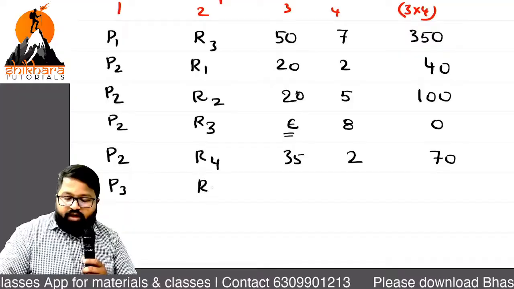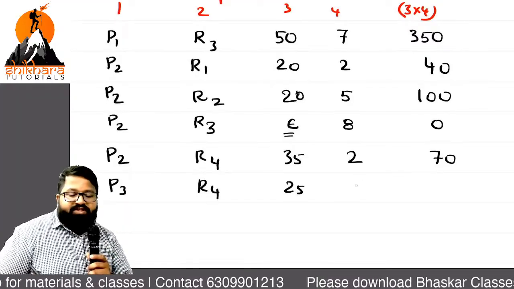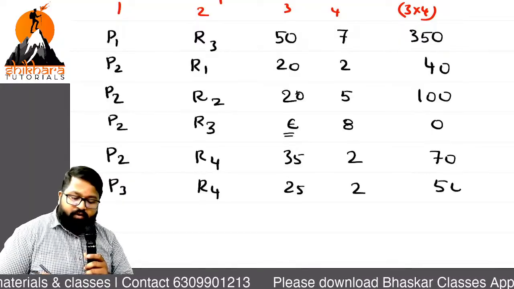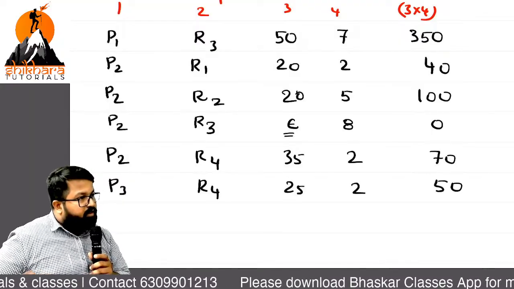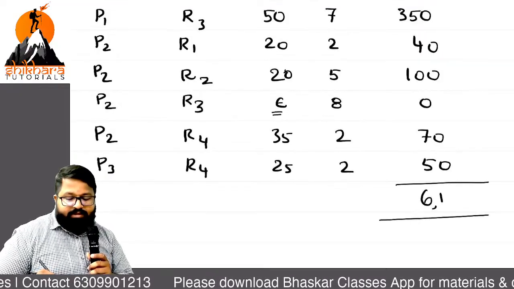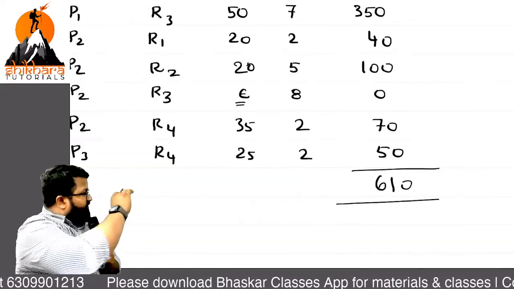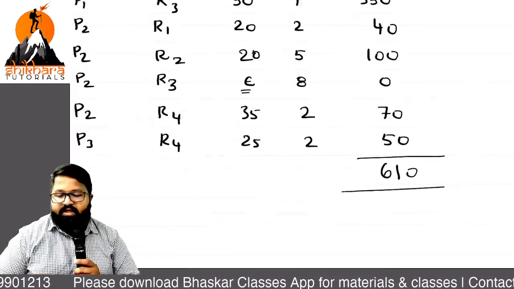What about the next one, ma'am? P3 R4. 25. What is the cost there? 2. What is the value? 50. Any other? Done? What is the total, ma'am? 610. Is it 610 or 6,10,000? The value is clear, but write the sentence there.